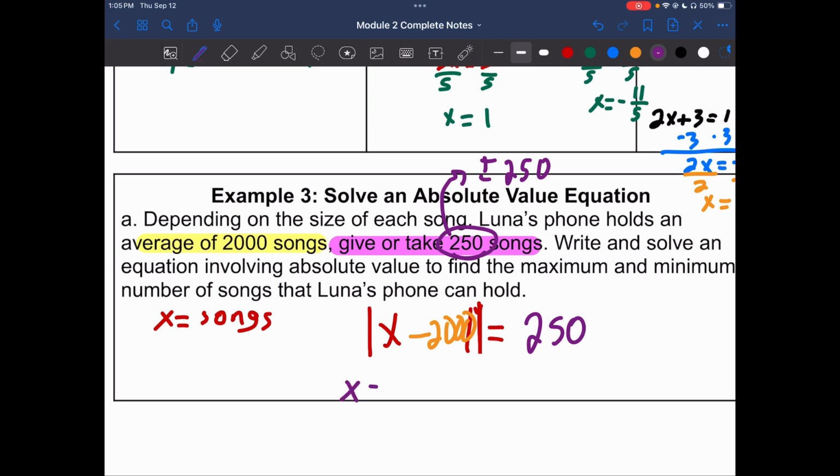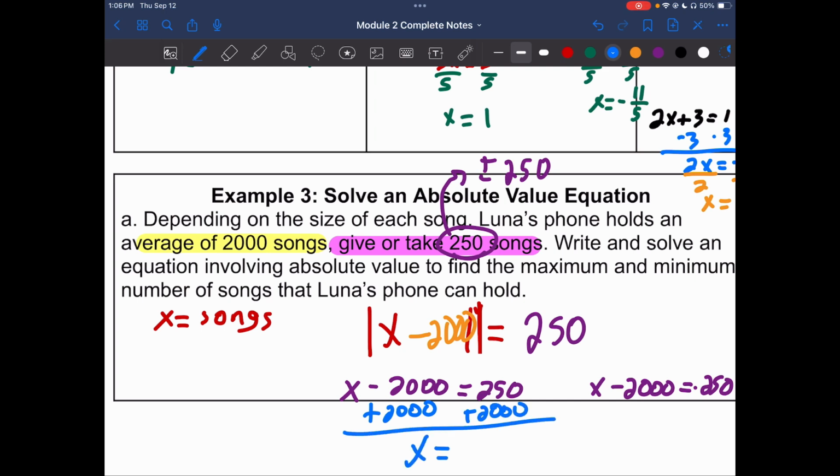So now we're going to see how this plays out. We have X minus 2,000 equals 250, and then X minus 2,000 equals negative 250. We need to add 2,000 to both sides. We get that X is equal to 2,250, and on the other side we get that X is equal to 1,750, and both of these are measured in songs.